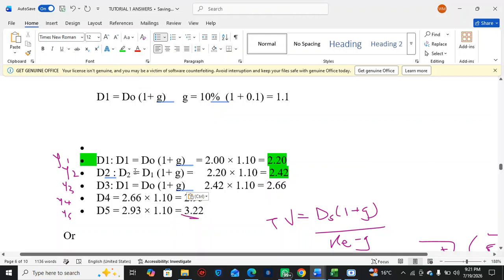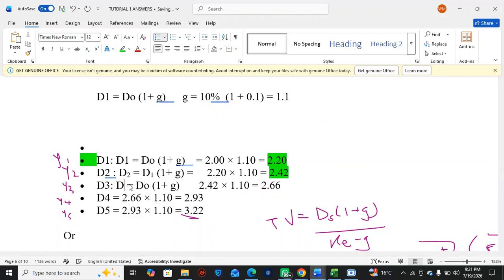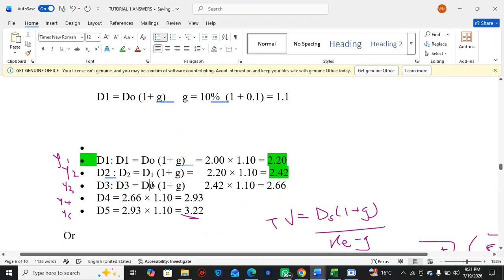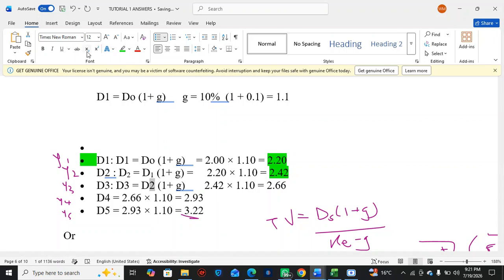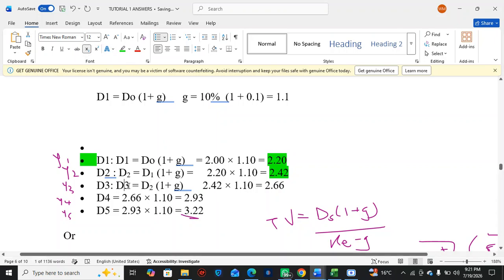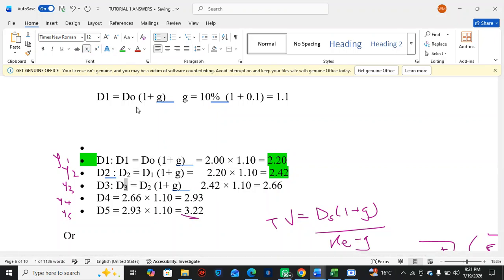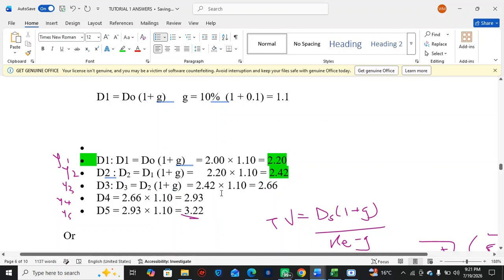Okay, dividend for year three, D3, is going to be the dividend for year two multiplied by the growth factor 1 plus G, because this is how you have to show it in the exam so that you get all the marks. So the dividend for year two, 2.42, multiplied by the growth factor 1.1 is 2.66.